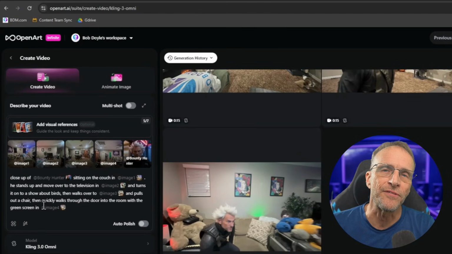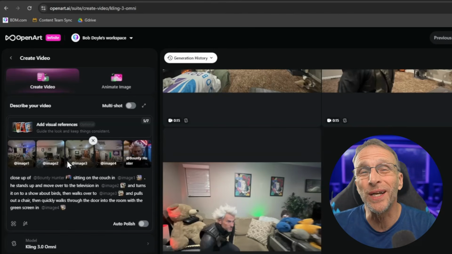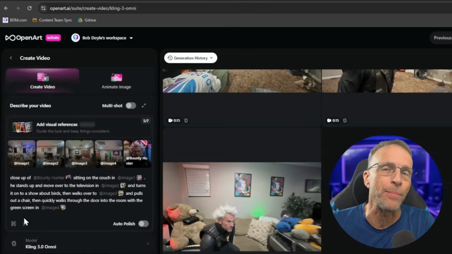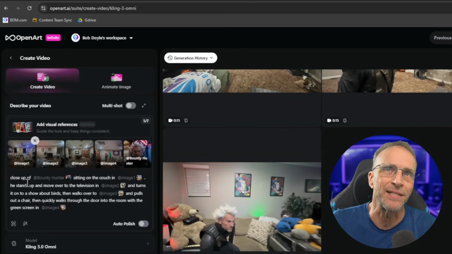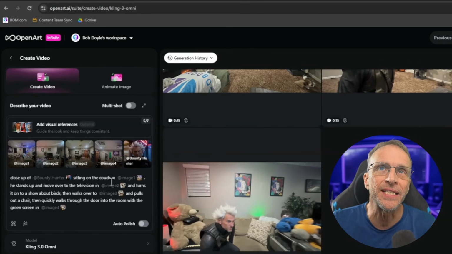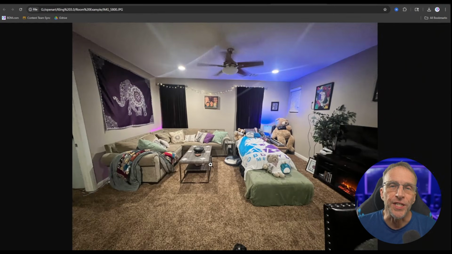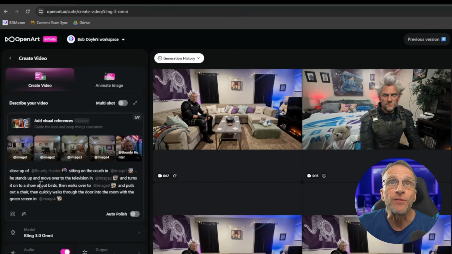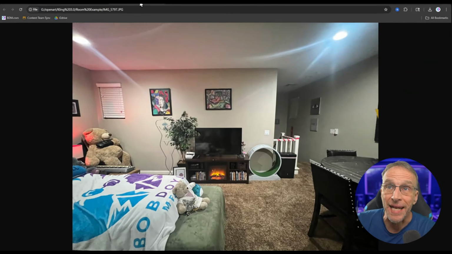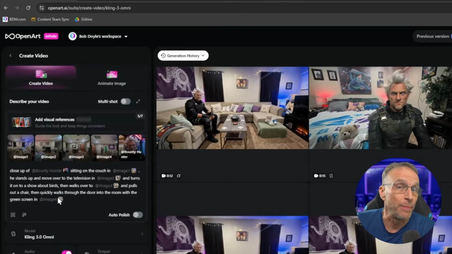As much as I love the concept of the experiment we were conducting, in reality it just wasn't working out the way I wanted it to. So instead of using the loft model, I used the images that went into the loft model and then direct the character directly to that part of the room via the @ symbol. So close-up of Bounty Hunter is sitting on the couch in image 1, which is this one here. He stands up and moves over to the television in image 2, that is this one here, and turns it on to a show about birds.